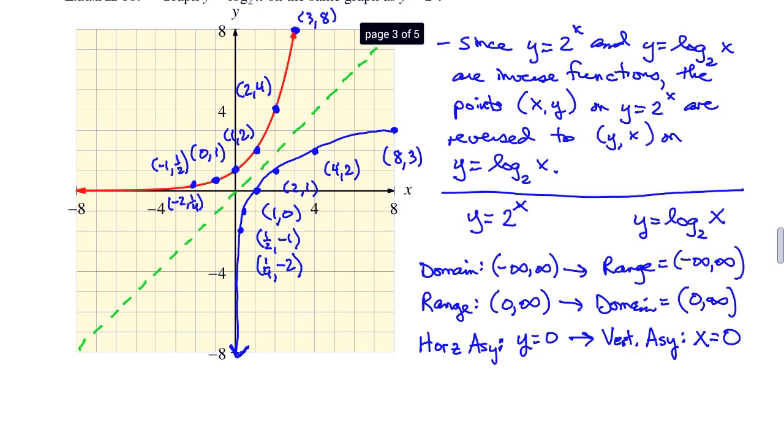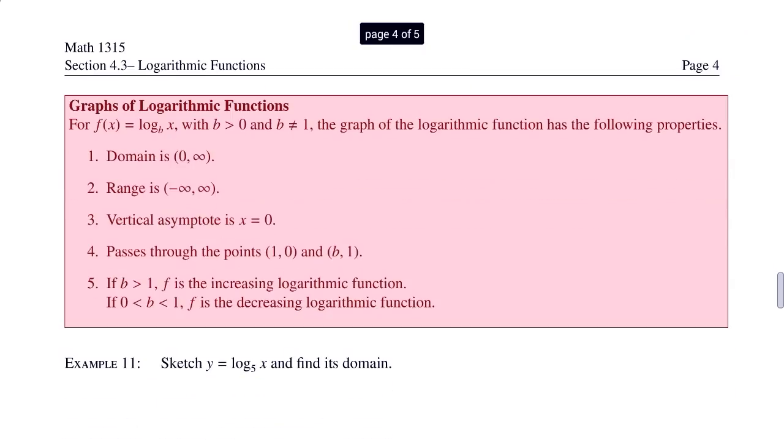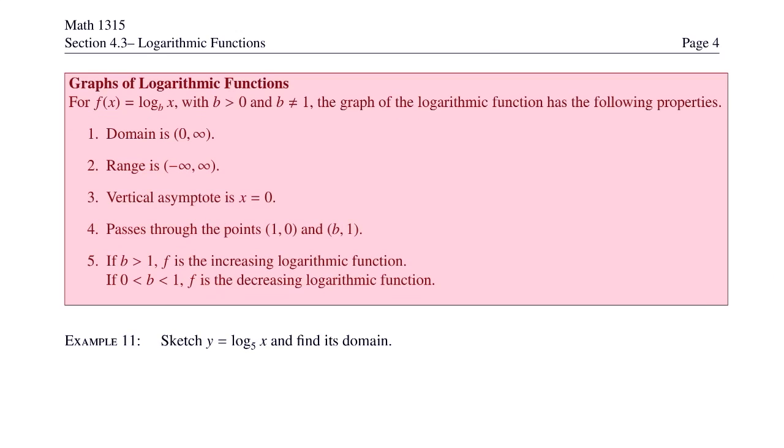Let's take a look at page 4 and the graphs of logarithmic functions. So f of x is equal to log base b of x. That graph has the following properties. The domain is 0 to infinity. The range is negative infinity to infinity. There's a vertical asymptote at x equals 0. It passes through the points 1, 0 and b, 1. And the easiest way to remember that is because when we graphed the exponential, we went through the points 0, 1 and 1, b. Now we're doing the inverse, so it's the opposite points.